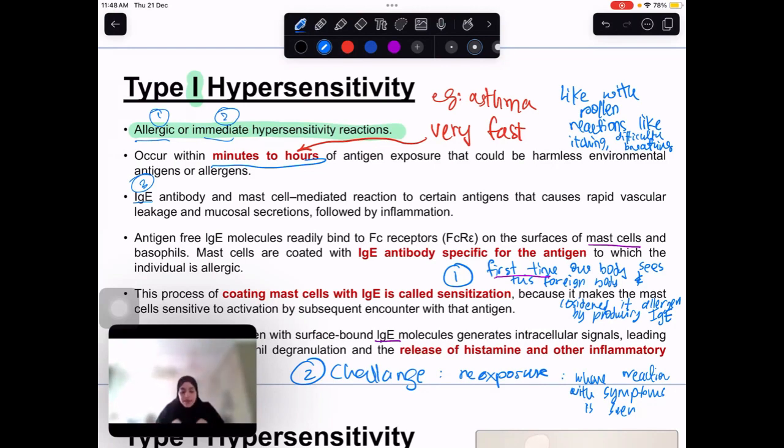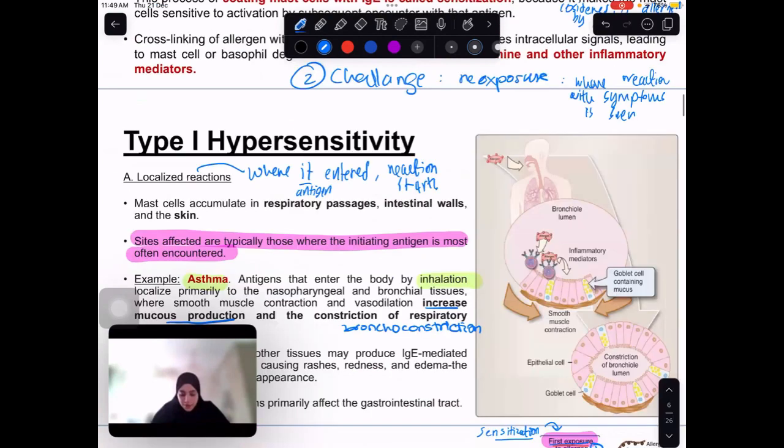In the sensitization, what I'm trying to say is that this is the first time I get exposed to this thing. Sensitization is the first time I get exposed to this allergen, and no reaction will actually happen. I'm just getting exposed to it. And the second time, which is the challenge, the next time I'm being exposed, the re-exposure, this is where the reaction will happen. I will be discussing them now in more detail so we understand.